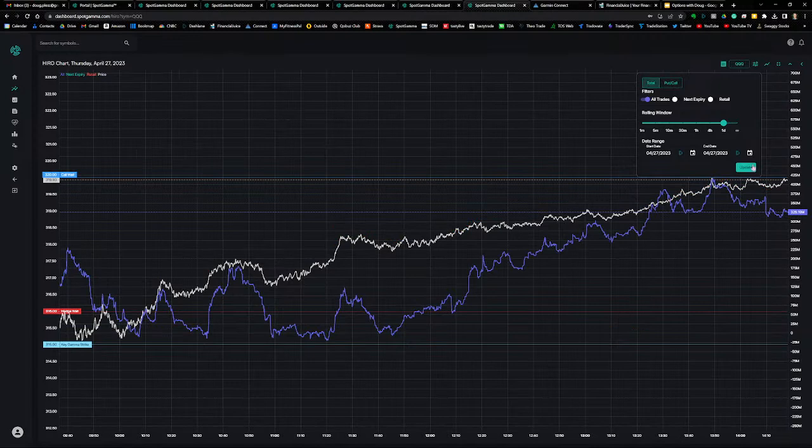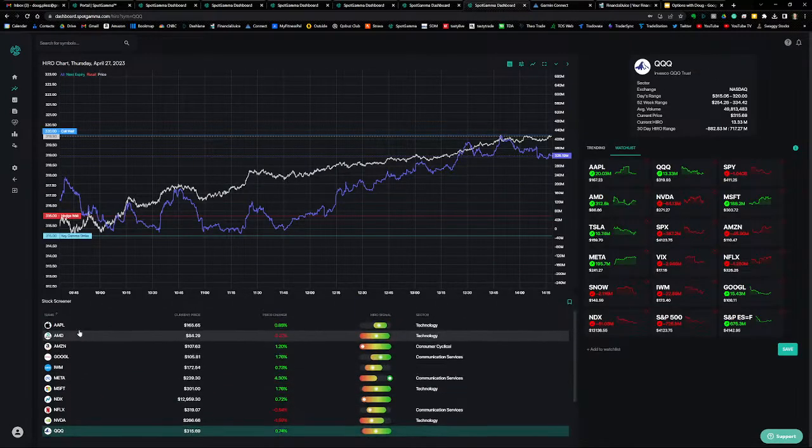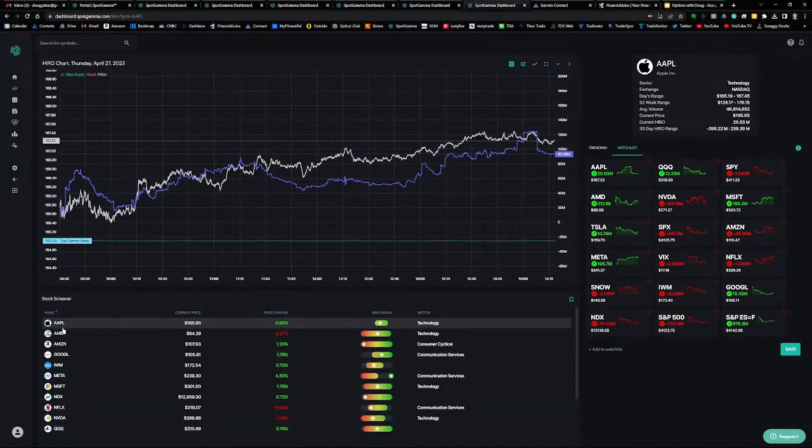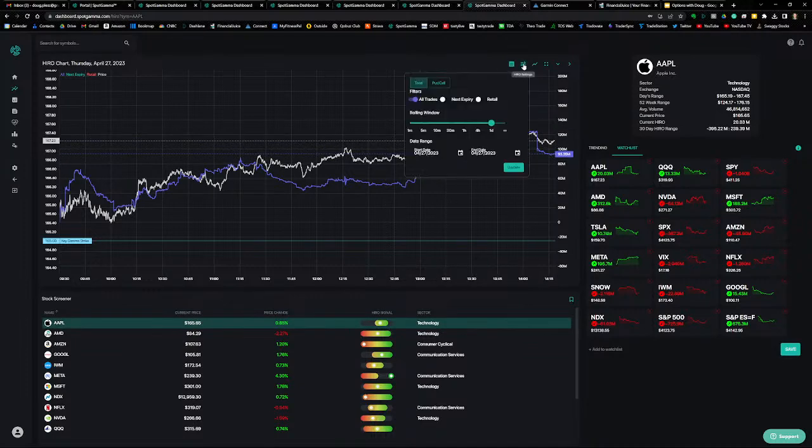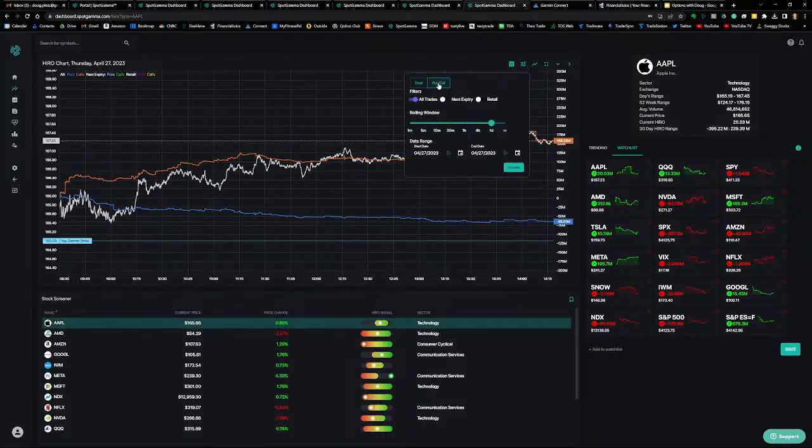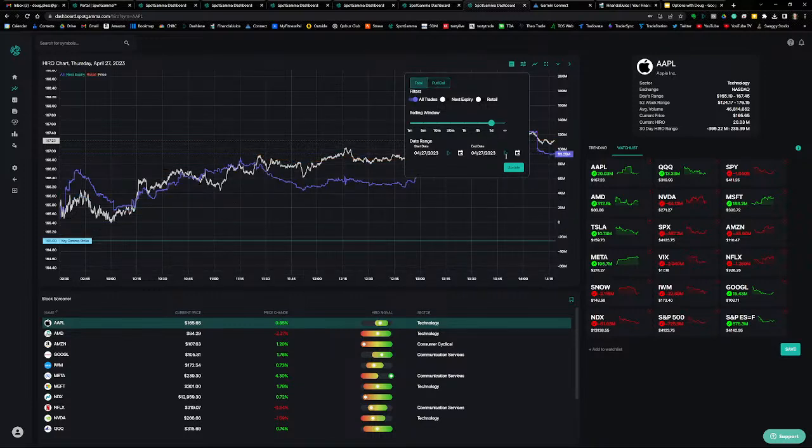Go back to the total signal. Take a look at Apple. And pretty strong confirmation of an uptrend. And call buyers. Traders are buying calls. They're also buying puts, but the call buyers are winning, driving Apple price higher.